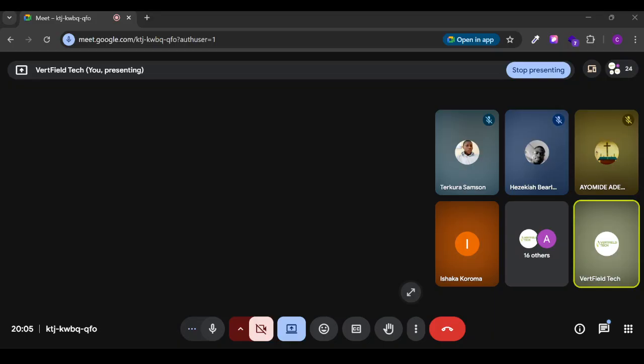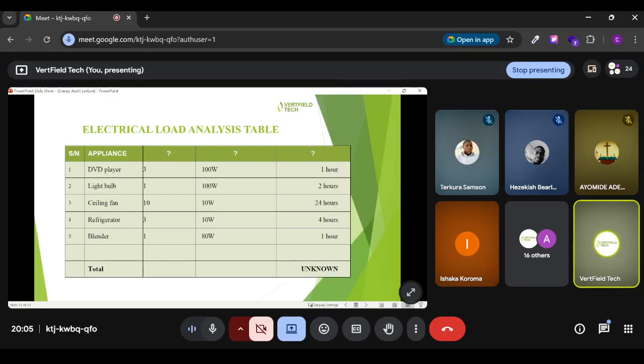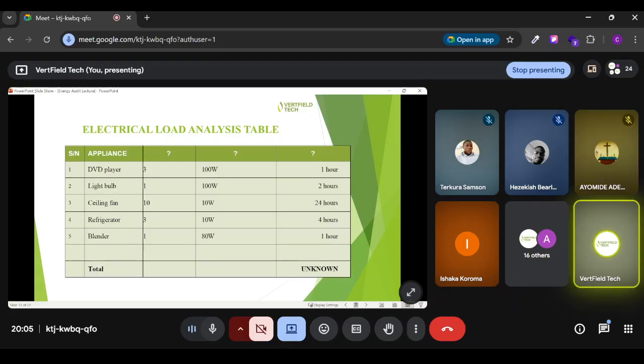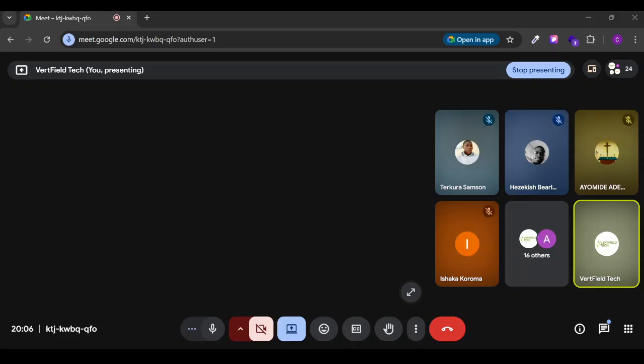So we move ahead to now the big deal of the day, the electrical load analysis table. What you are looking at is a typical example of an electrical load analysis table. This is exactly what you will be needing to work with. However, there are things you need to know before we work on this table. Let us have an idea of those things.